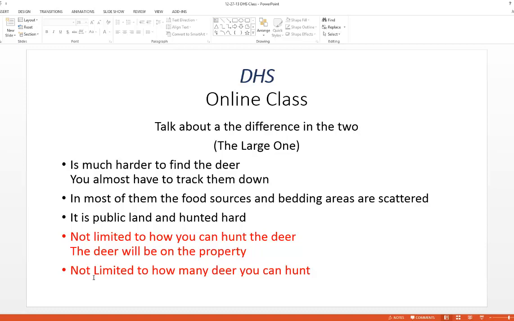Okay, we're going to talk about that more as the classes go on, because you're not limited in how you hunt the area. And there's no limit to how many deer you can hunt. You're limited on the other property. That area is miles and miles and miles. You can go from central Arkansas to the end of Arkansas, to Oklahoma somewhere on the big area.